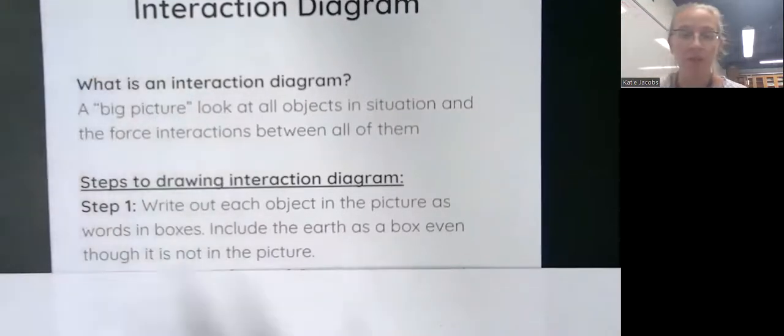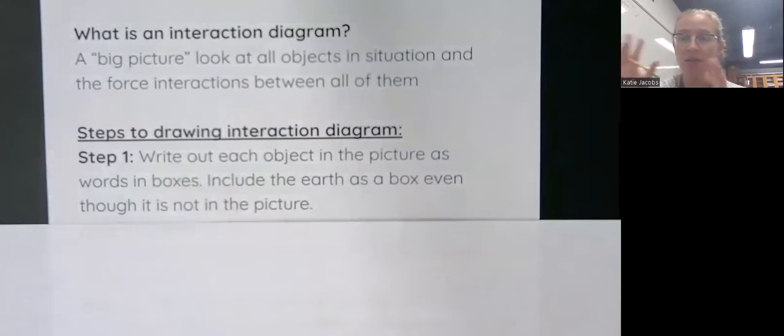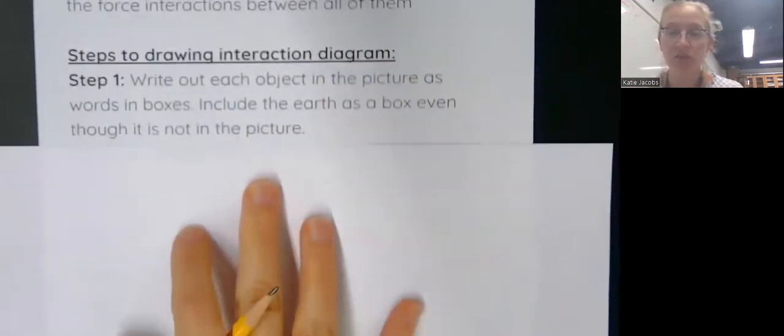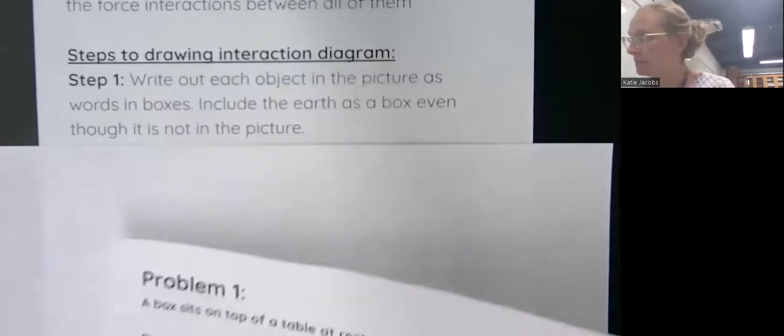The first step is to write out each object in the picture as words and boxes. And I will include the earth as a separate box, even though the earth, like the center of the earth, is not in the picture. Now, there are some teachers that combine the earth and the floor or the earth and the ground as one object, and you can do that. But the way I'm going to model it is that the floor and the earth are separate from each other. Okay? So before we go on to the other steps, I want to model what step one looks like.